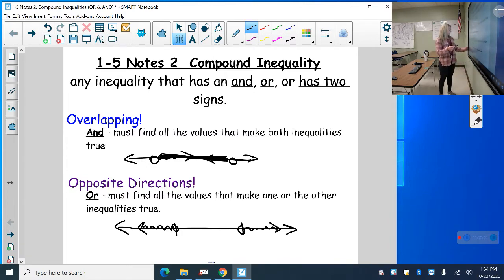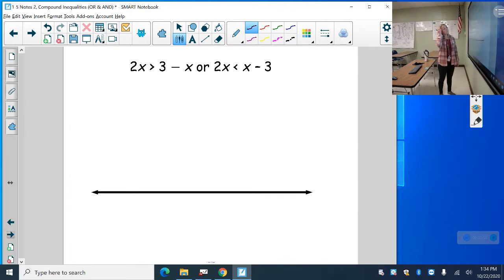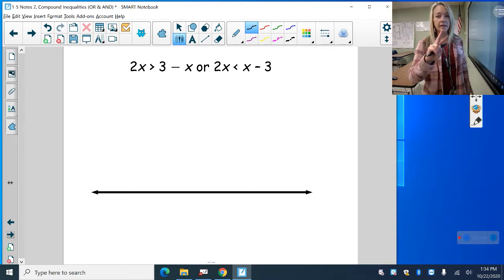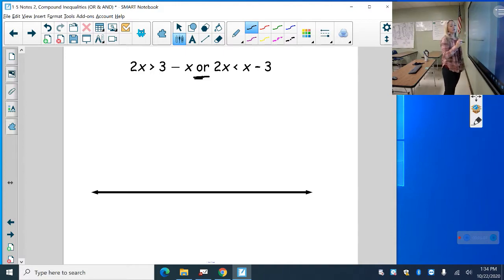So let's keep going here. When we have these 2 inequalities, we know we have a compound inequality, which means 2 inequalities, and the word or is here, so we know that one goes one way and the other one goes the other way. One is true or the other inequality is true, not both. So let's go ahead and solve these like we would as 2 separate inequalities.